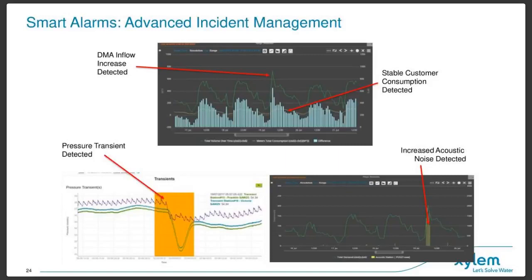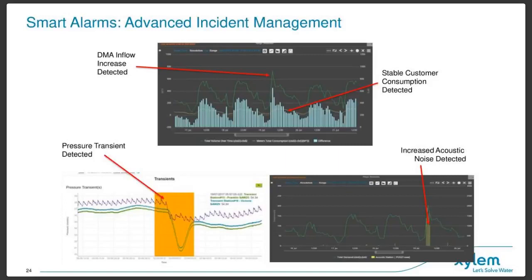What can I do to verify whether this is a leak or not? The system can look at the aggregated consumption that it knows about from the network and say, does it look like this is a change in consumption? If it isn't, that gives an indication that this may be leakage. What you're seeing here expanded a bit on the bar chart is the difference between the consumption and the inflow. This gives an indication that yes, it is actually a leak or a burst event.